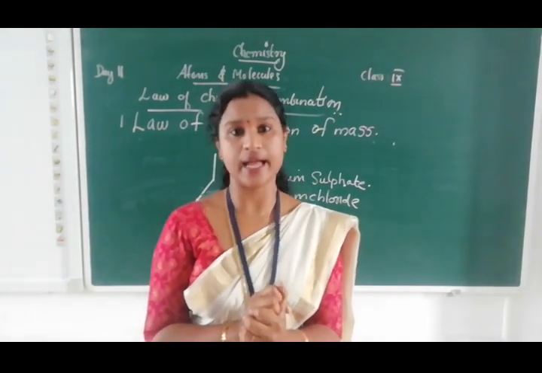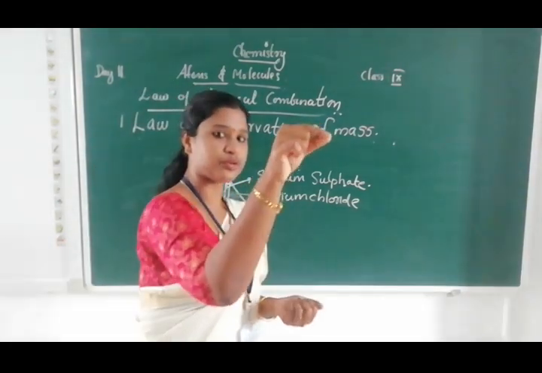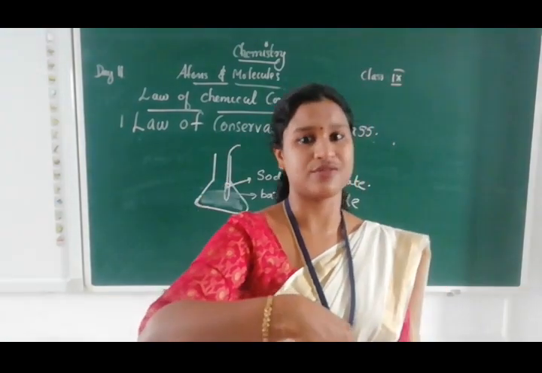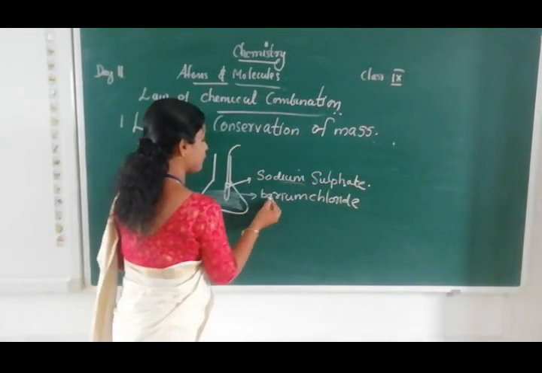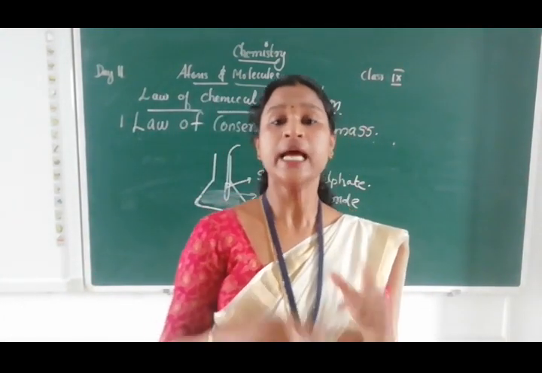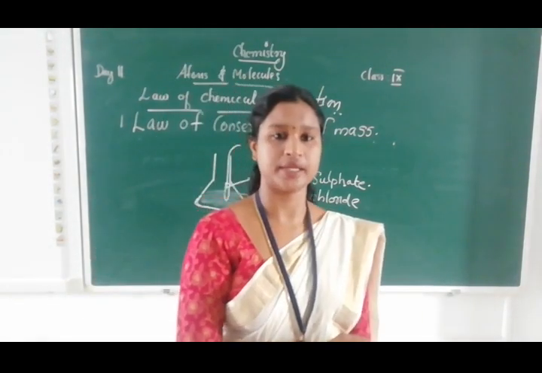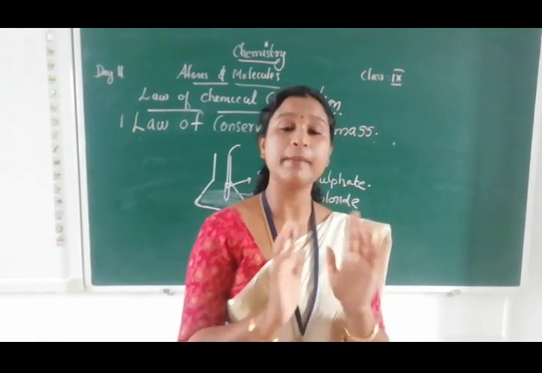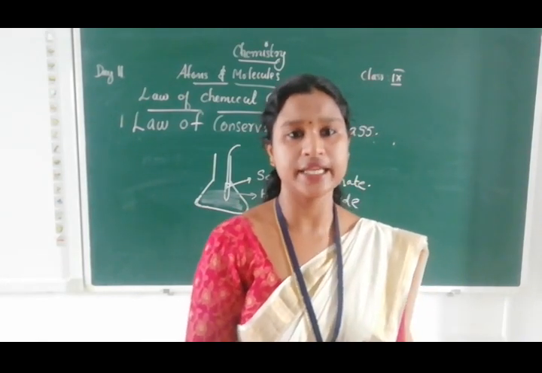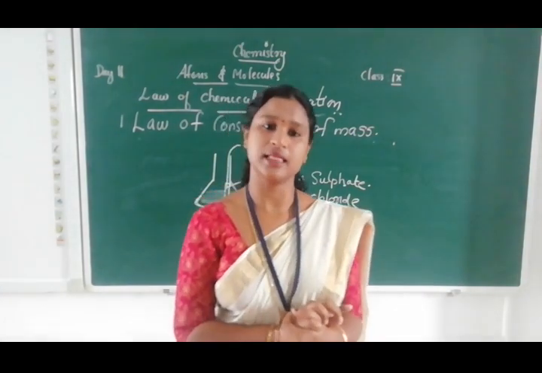After that, when we tilt the joint, the content inside the test tube will be poured into the conical flask. The sodium sulfate gets mixed with the barium chloride by tilting the joint. So what happens? Normally a chemical reaction will take place there.